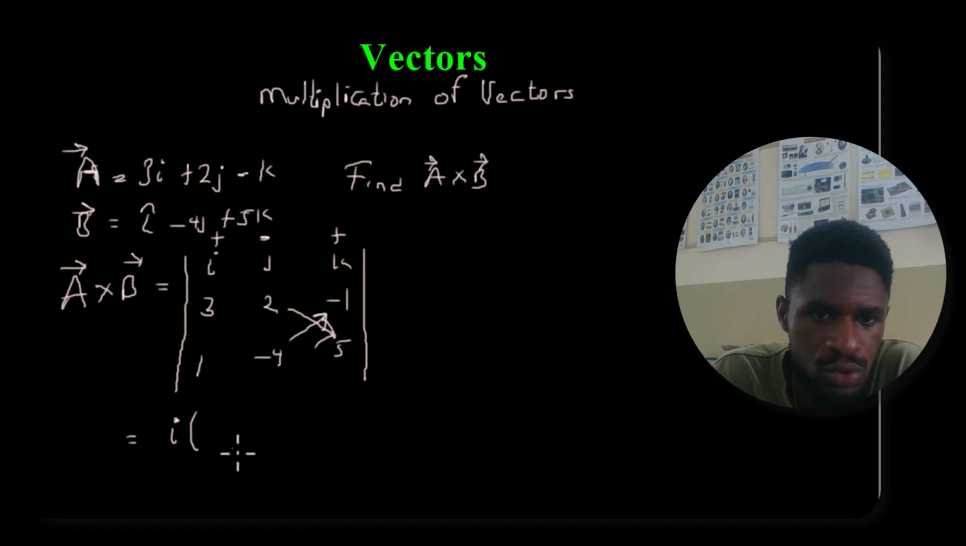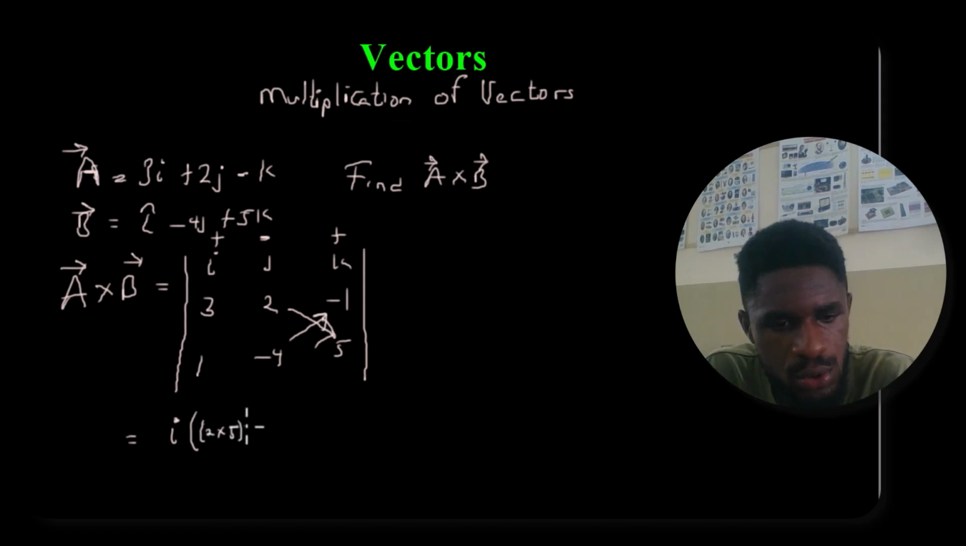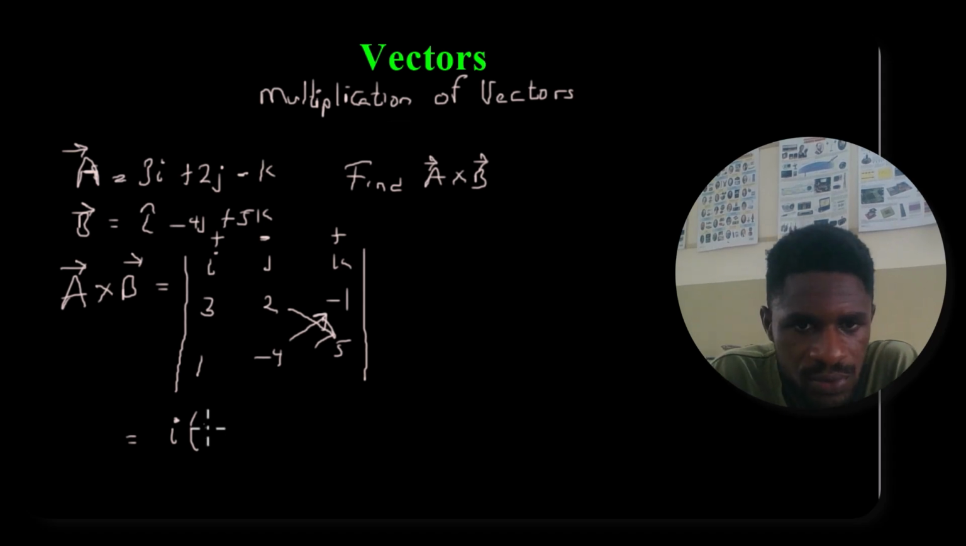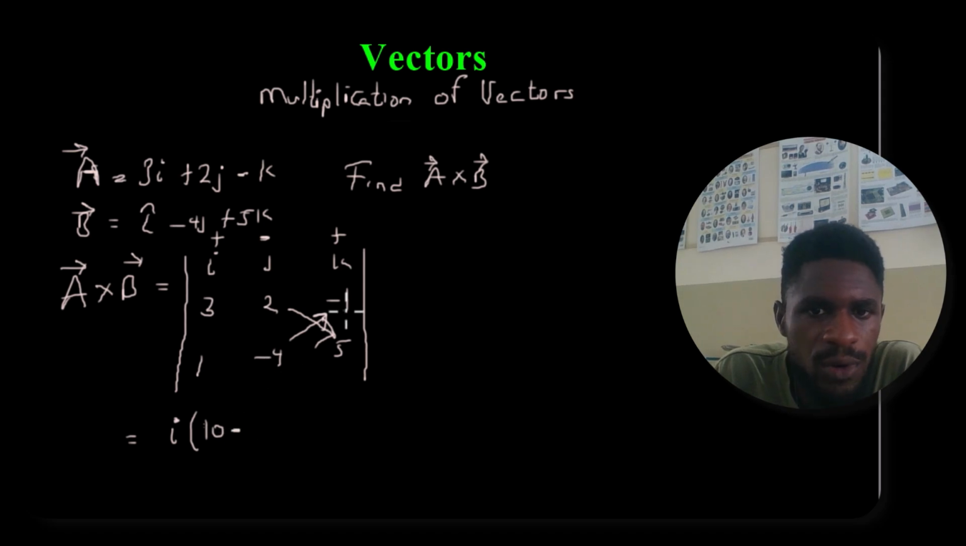So that will give us 2 times 5. So in order not to make this thing extremely lengthy, 2 times 5 will simply give us 10. Then minus 4 times minus 1, so that's plus 4. So this is minus 4.